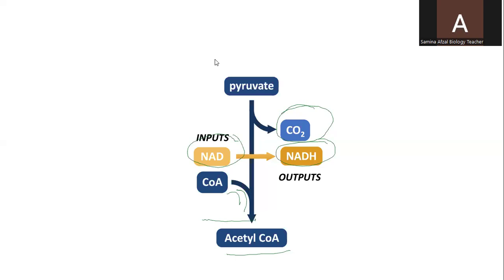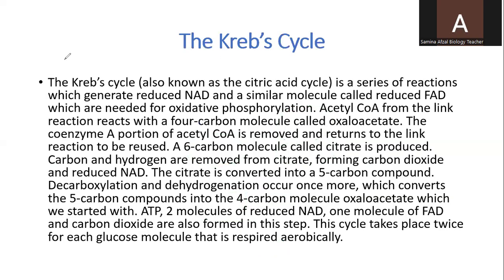Now after this, the third stage is started, which is called the Krebs cycle. The Krebs cycle, also known as the citric acid cycle, is a series of reactions which generate reduced NAD and a similar molecule called reduced FAD, which are needed for oxidative phosphorylation because they are produced side by side. They are needed in the last stage, which is called oxidative phosphorylation. And in oxidative phosphorylation, the electron transport chain takes place.